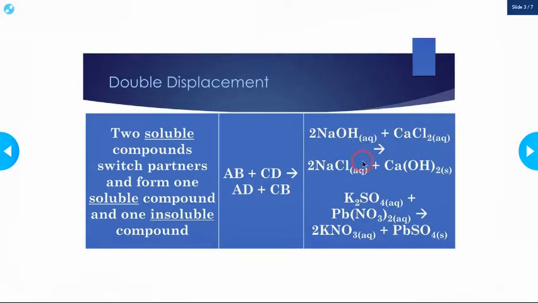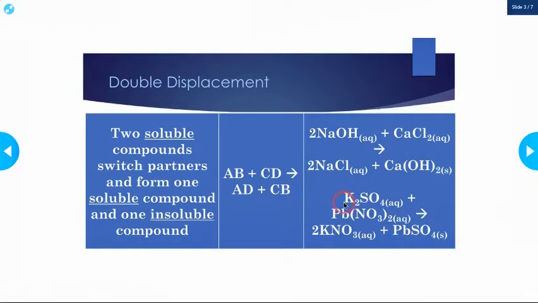And sodium is the cation, hydroxide is the anion, calcium is the cation, chloride is the anion. And so when they switch, the cation of the one always goes with the anion of the other one. So sodium and chlorine go together, and then calcium and hydroxide go together. So then this would be a double displacement reaction. They switched how they were combined.